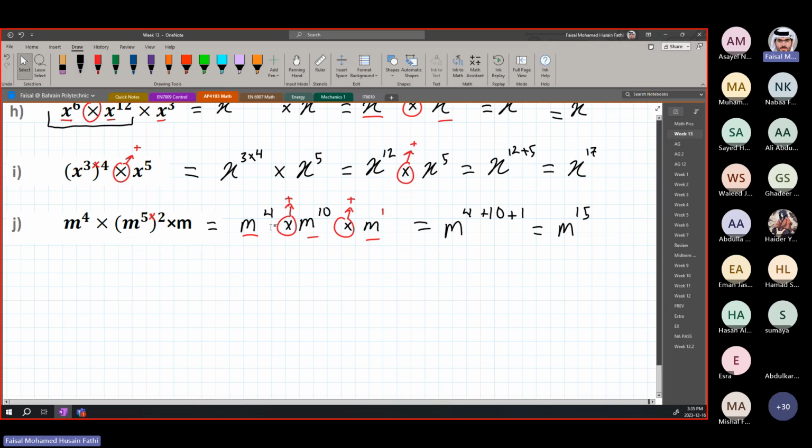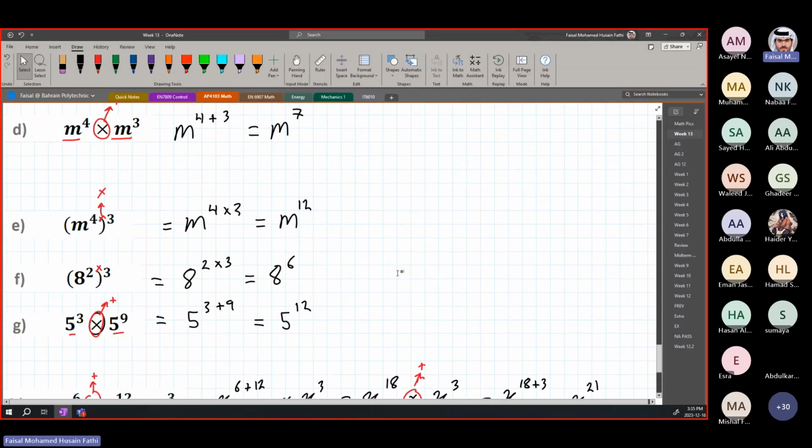You can do it step by step. You can do this by itself and then this by itself. Up to you, whichever makes it easier. Any questions so far before we move to question 2? This is clear, I'm guessing, for everyone.